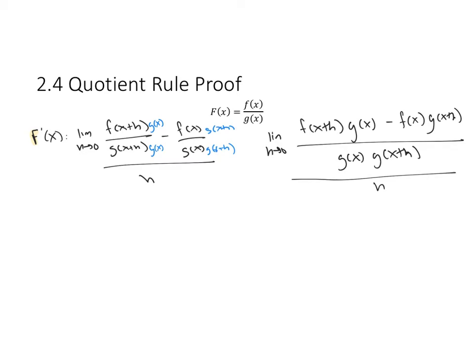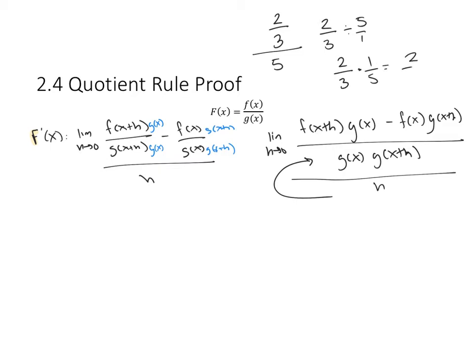Now I have a fraction divided by a number. And in all cases when I have a fraction divided by a number, my denominators can come together. So I want to do a quick review of that. If I have 2/3 divided by 5, that's 2/3 divided by 5 over 1, which is 2/3 times 1/5, or 2 over 15, which is the same as if I had multiplied the 3 times the 5. So that's my next step.